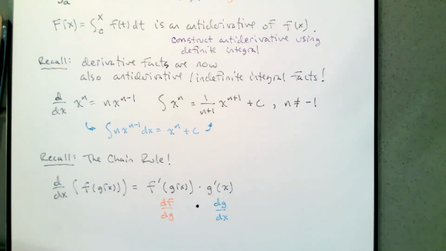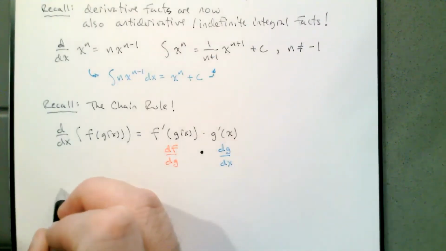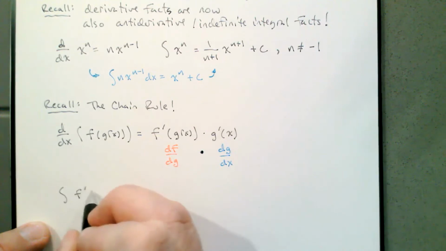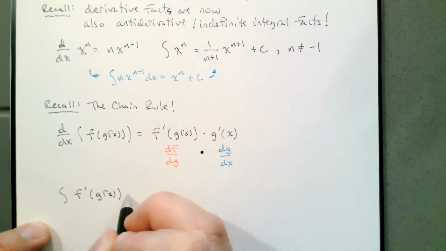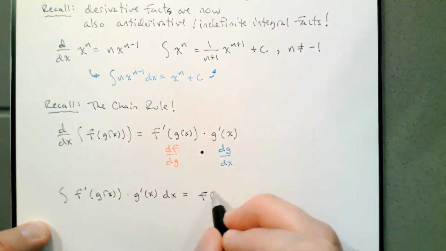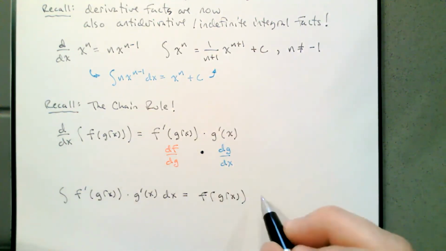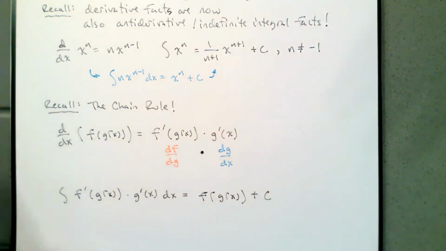So since this is a fact that we have about derivatives, we can turn it around and make it a fact about antiderivatives. And that just means if we integrate the left side, we end up at the right side. So the integral of f prime of g of x times g prime of x dx is f of g of x. And then since we're integrating, plus some constant. So here we are just turning around the chain rule.